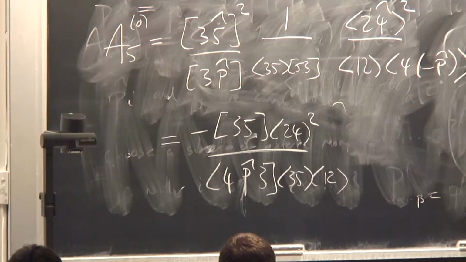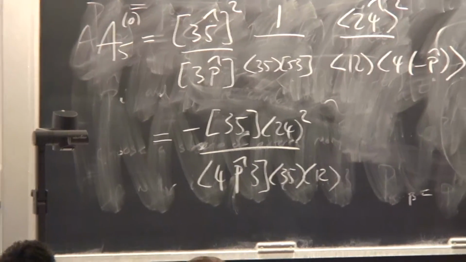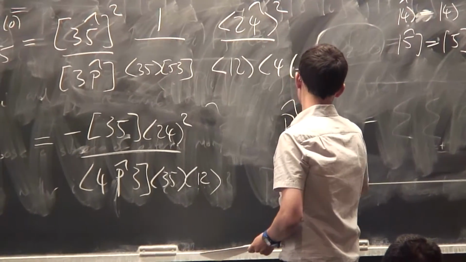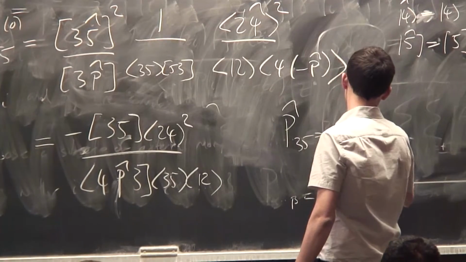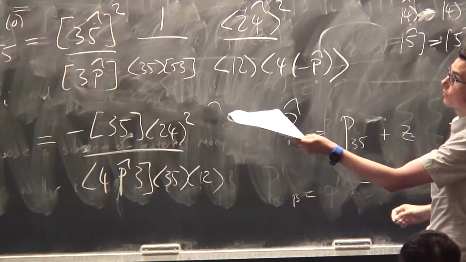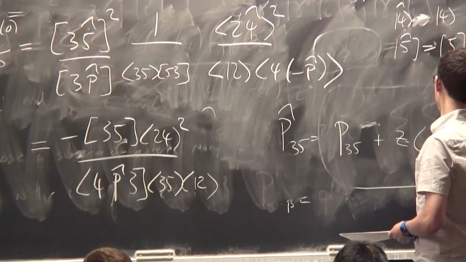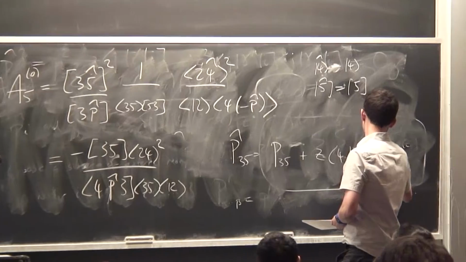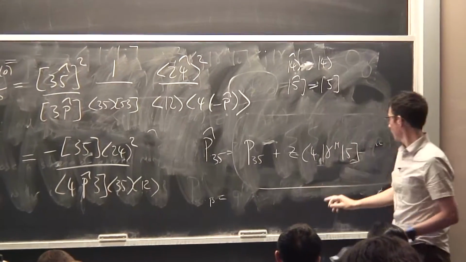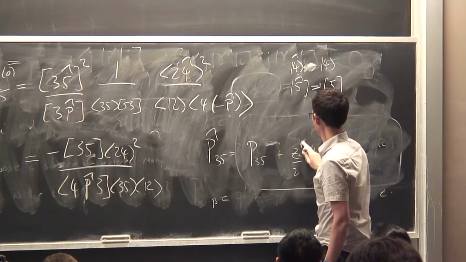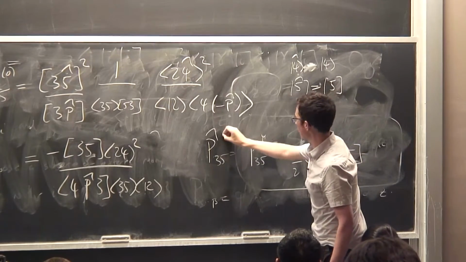Okay, I'm nearly there. So now I'd have to substitute for p hat, but remember that p hat 3 5 is p 3 5 plus z. And which one did I choose? I chose 4 gamma mu 5. So that's what my p hat looks like.